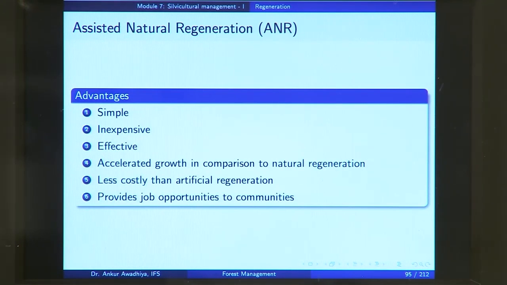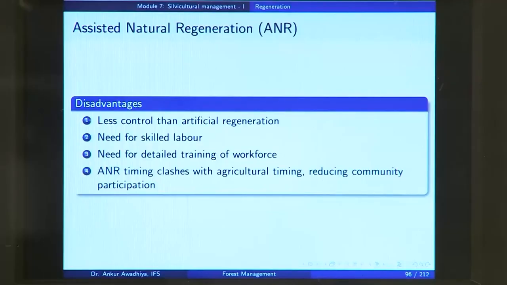Advantages: it is simple, it is much simpler than artificial regeneration, it is inexpensive. It is a bit more expensive than natural regeneration, but still it is very inexpensive as compared to artificial regeneration. It is very effective. There is accelerated growth in comparison to natural regeneration. It is less costly than artificial regeneration, and it also provides job opportunities to communities, because who will do this marking of your woody regeneration, who will do the ring weeding, who will do suppression of your grasses using a board. So, you take help of the local communities, which also provides them with job opportunities. So, these are the advantages of assisted natural regeneration.